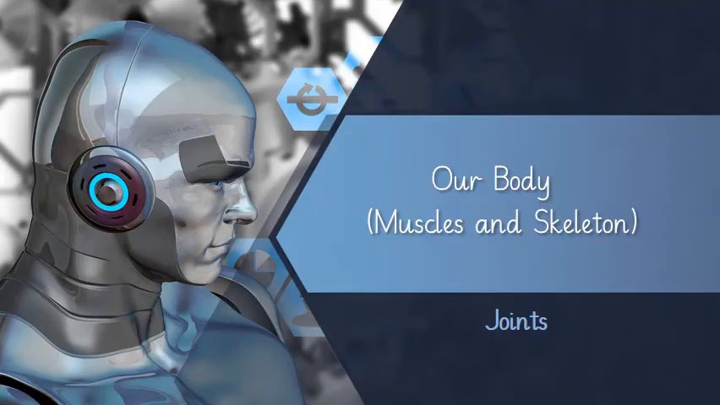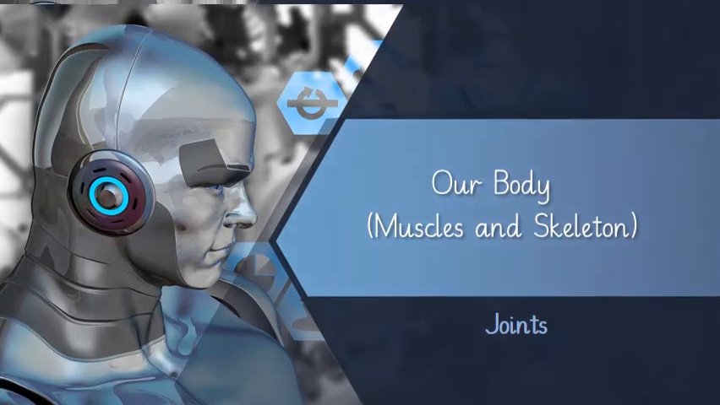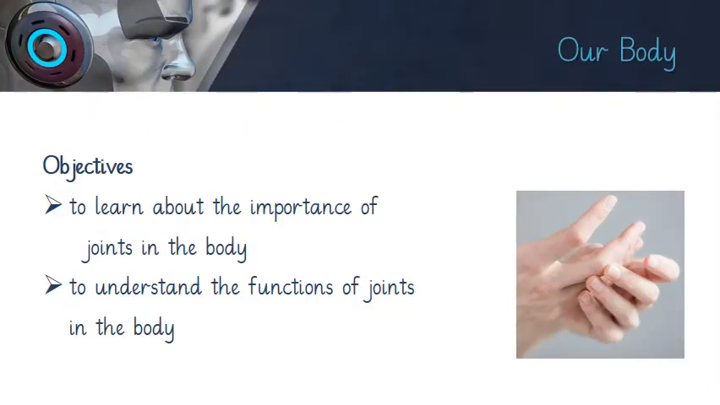Our body, muscles and skeleton. This is the first chapter of science textbook grade 2. And the topic for today's lesson is joints. Objectives of today's lesson are to learn about the importance of joints in the body, to understand the functions of joints in the body.